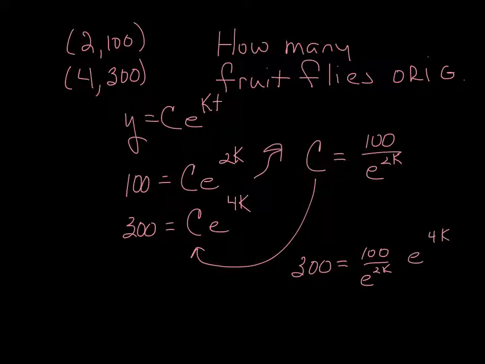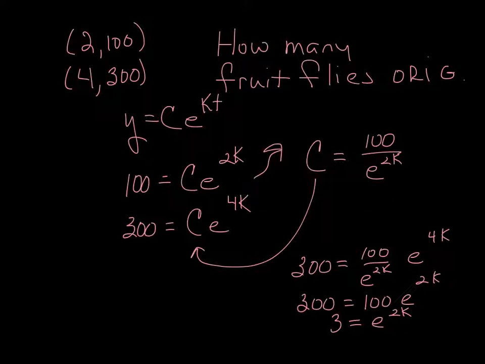I have a question. Do you have to use that to plug into the 300 one? Can you use the 300 one to plug into the 100? You probably could. I think it would work the same way, but it's probably easier to plug in the lesser number. Because this, e to the 4k over e to the 2k, is just e to the 2k. And if I divide both sides by 100, we get 3 equals e to the 2k.